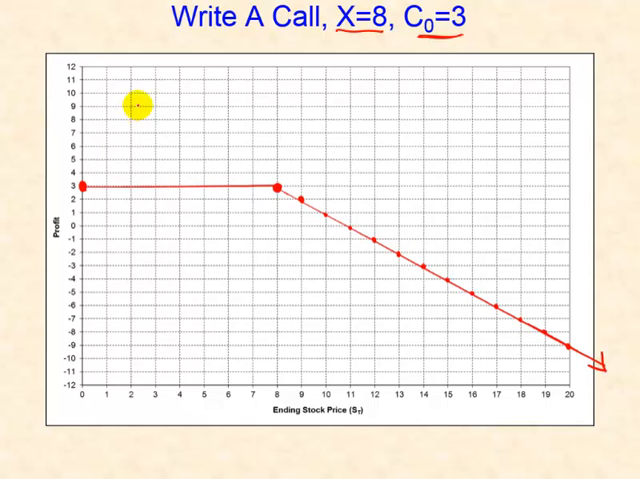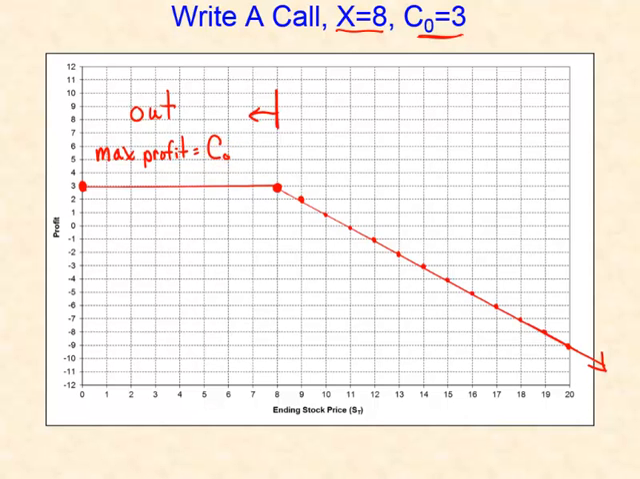So, at low stock prices, the option expires out of the money for any stock price less than 8. The option expires out of the money, and we simply pocket the $3 premium as the writer of the call. And so our profit is a constant $3 for any ending stock price less than 8. We can see that our maximum profit from writing a call is only $3. It's the initial call premium.